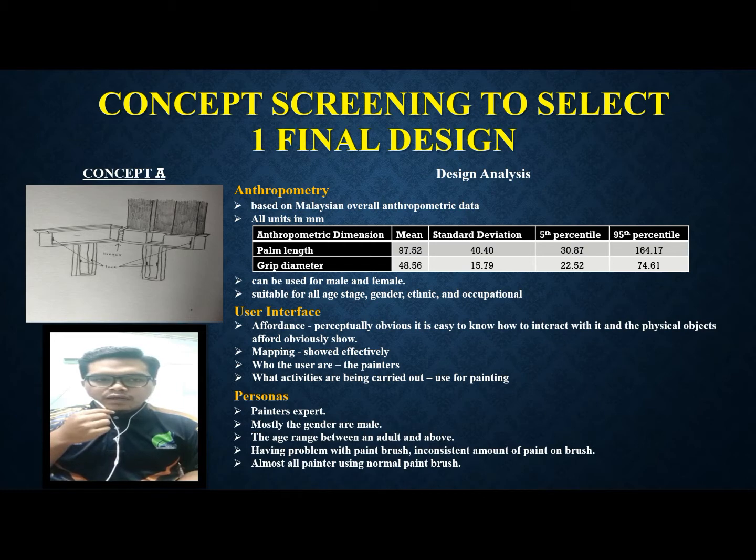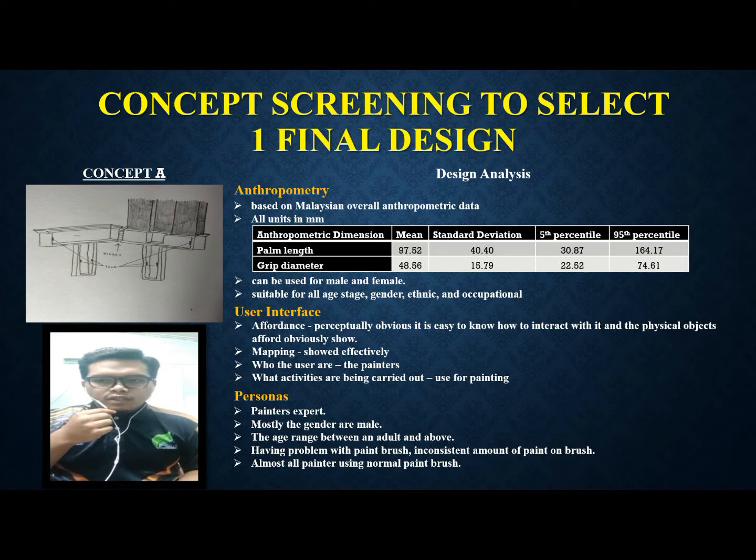This concept design can be used for male and female and is also suitable for all stages, genders, ethnicities, and occupations. In the user interface of this concept, the affordance is perceptually obvious. It is easy to know how to interact with it, and the physical object affordance is clearly shown. The mapping is shown effectively. The way to refill the paint into the brush is that the brush needs to be opened from the side and the cartridge removed. Then fill the cartridge and set it back into the brush.